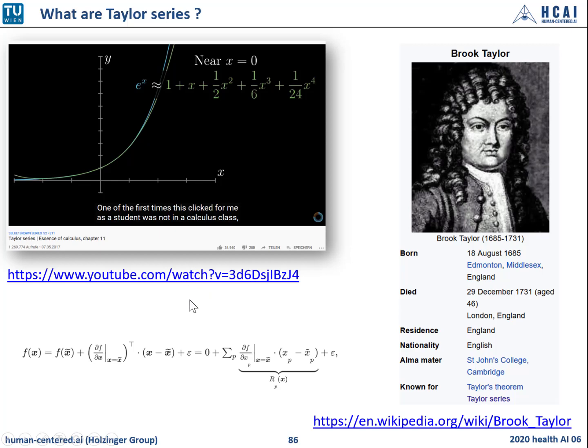So the Taylor series of a function is an infinite sum of terms, you see this here, expressed in terms of the function derivatives at a single point. So for most common functions, the function and the sum of its Taylor series are equal near this point. You can also refer to some more information about this.